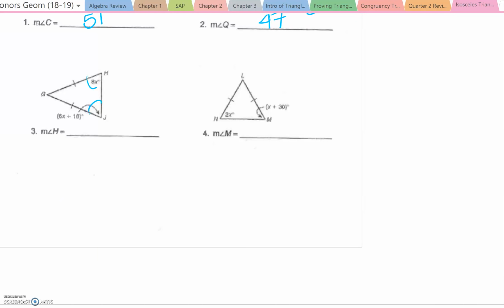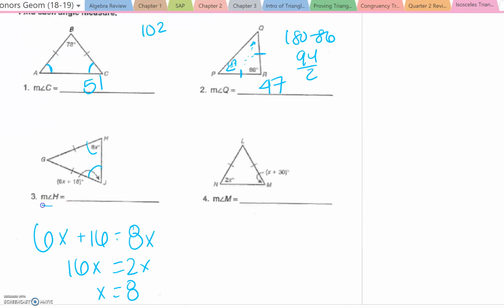These two angles are congruent. 6x, I believe. Let's make it a 16. It won't matter. If I do this, I get 16 equals 2x, and then I get x equals 8. Be careful because this wants you to get the measure of the angle. So h is 8 x's, which means that 8 eighths, because I have 8 down here, would be 64.